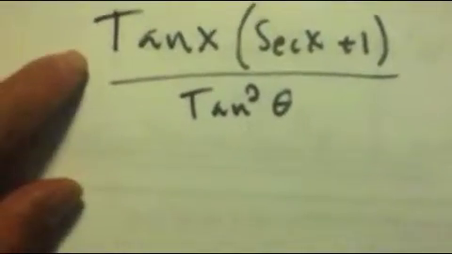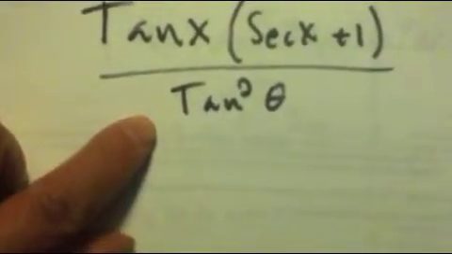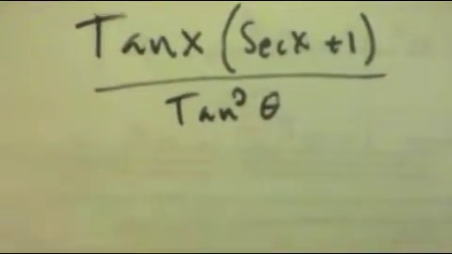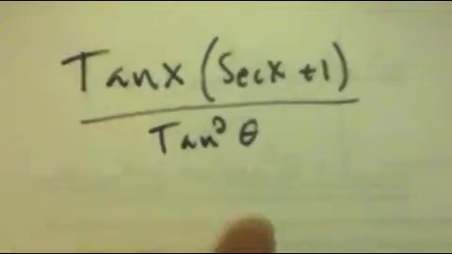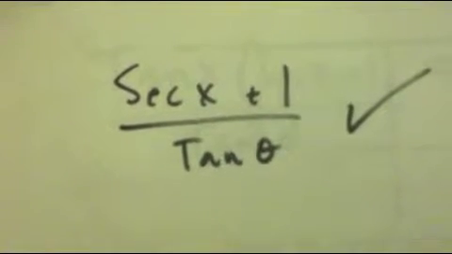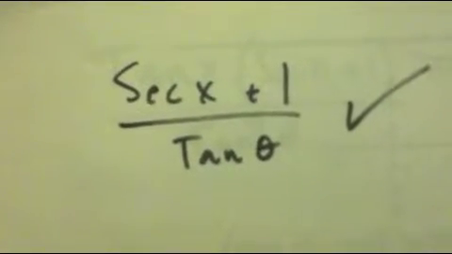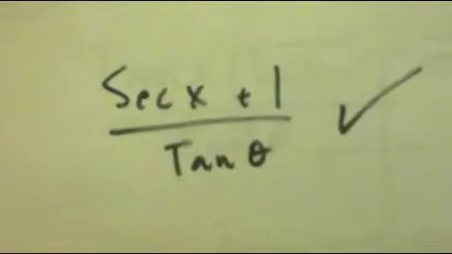And then I noticed that I had a tan x on top and a tan squared. I guess you should have written x there. Okay, and I can cancel the tan x and the tan squared, and that leaves me this, and that's what's on the right hand side of that identity, except that should be an x. All right?